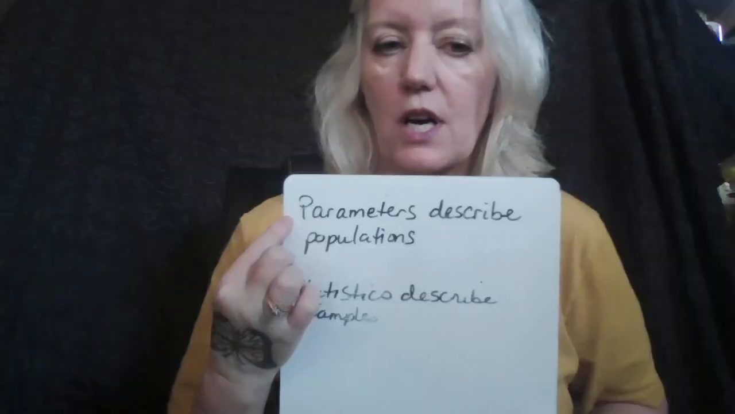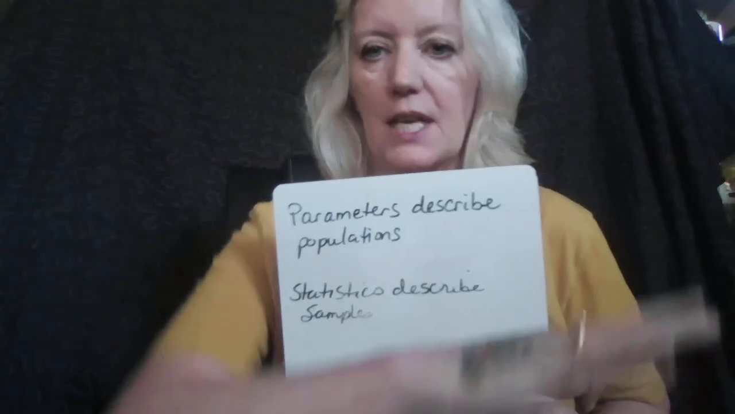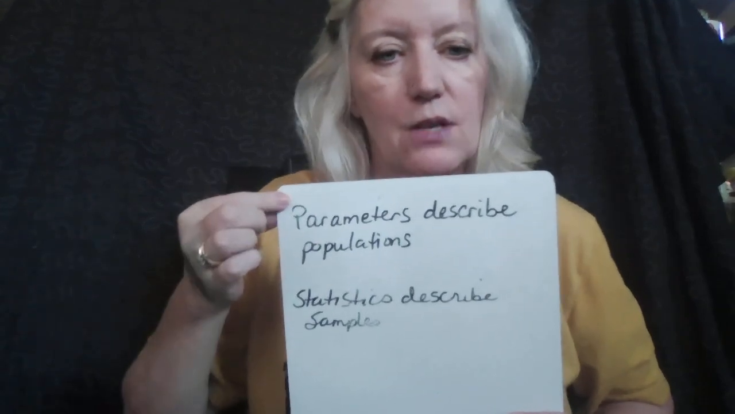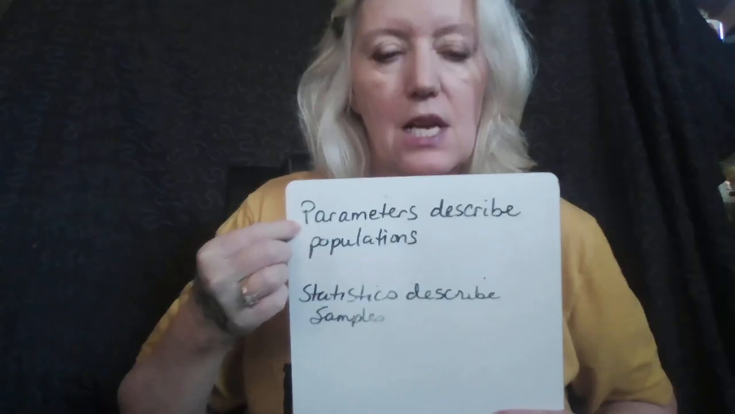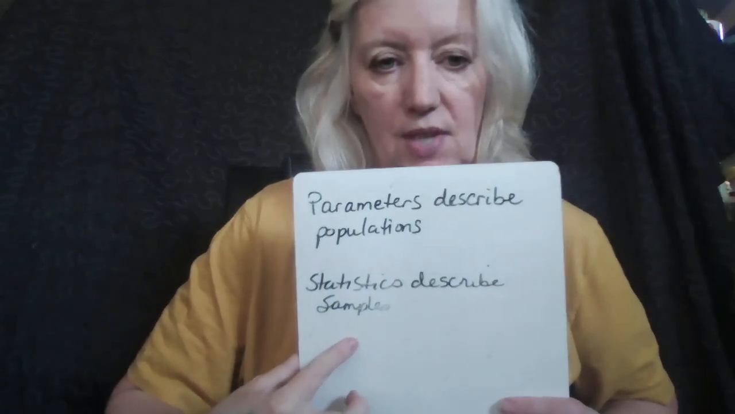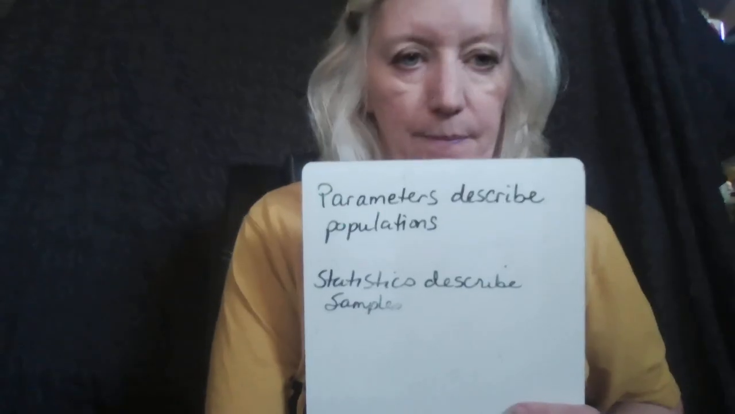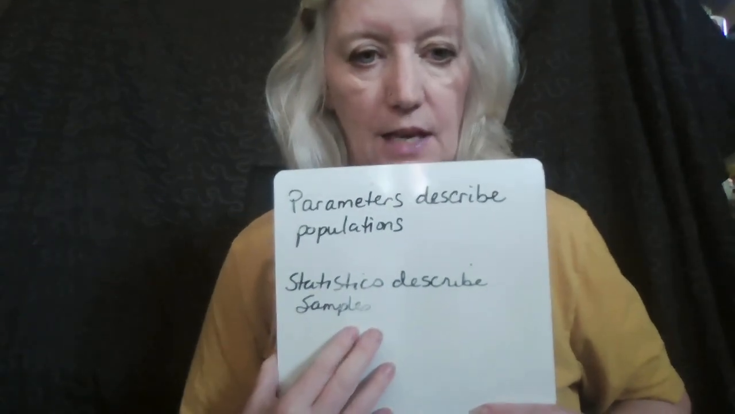You're going to hear about what are called parameters. Parameters describe populations. Populations are big, like the whole population of the United States. You want to find out something about that? You cannot ask everybody in the United States. So you would have to break it down into samples, and you would have to survey or give a questionnaire or something to a sample of people.